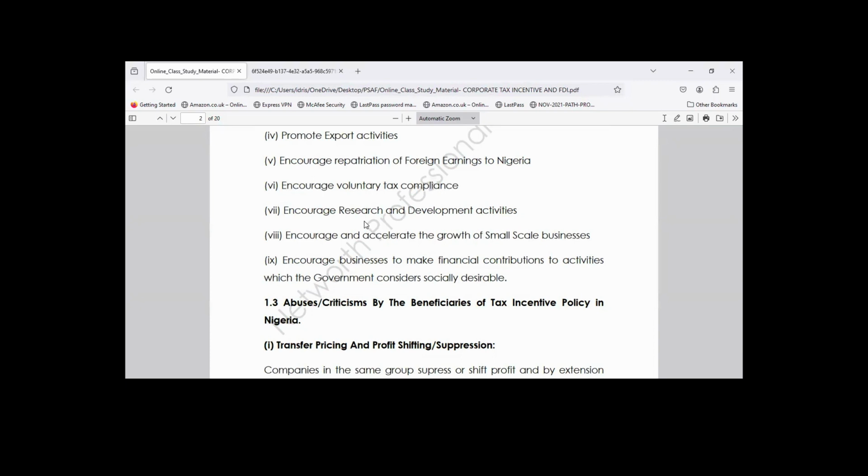Now, let's look at abuse or problem of tax incentive in Nigeria. Some companies that have been given tax incentive, some of them abuse it. Some of them misuse it. What are the abuses by the beneficiaries of tax incentive policy in Nigeria? Some companies that have already been given tax incentive, what abuses have they made of this tax incentive?